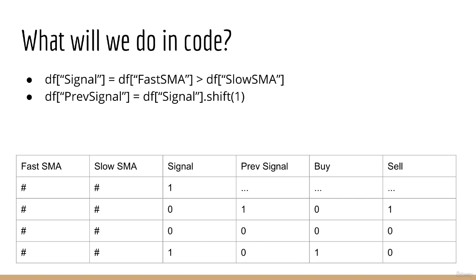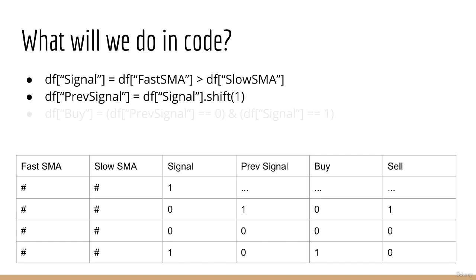Because pandas operations happen row-wise, we can now check by using these two columns when the fast-moving average crosses the slow-moving average, either from above or below. If the previous signal is false and the current signal is true, that means it crossed from below. If the previous signal is true and the current signal is false, that means it crossed from above. Okay, and so each time this happens, we'll say we want to buy or sell.